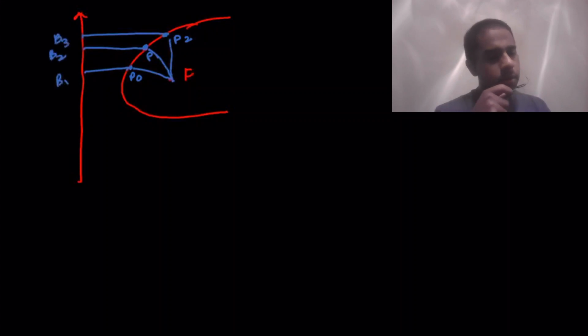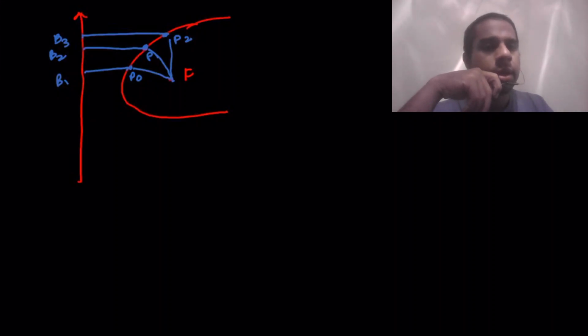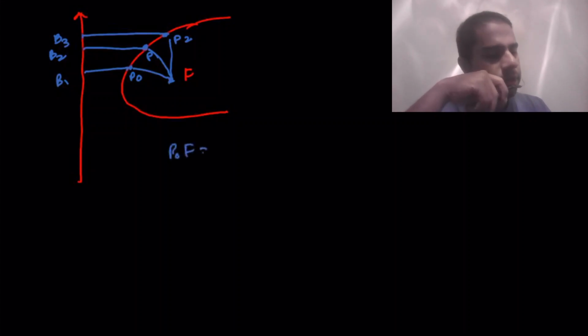Parabola is the locus of points, or the set of points, that are drawn such that they are equidistant from a fixed point and a fixed straight line. That is, P naught F is equal to P naught P1, or I will change the notation.